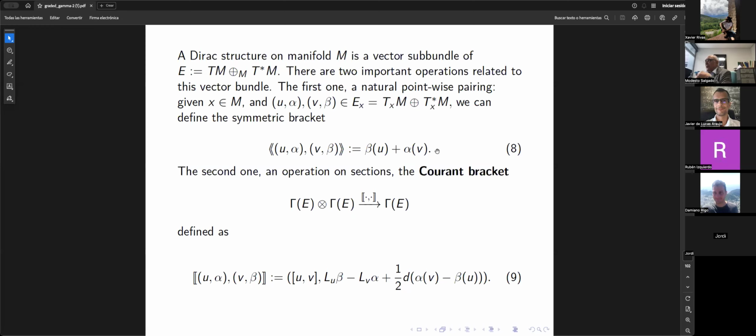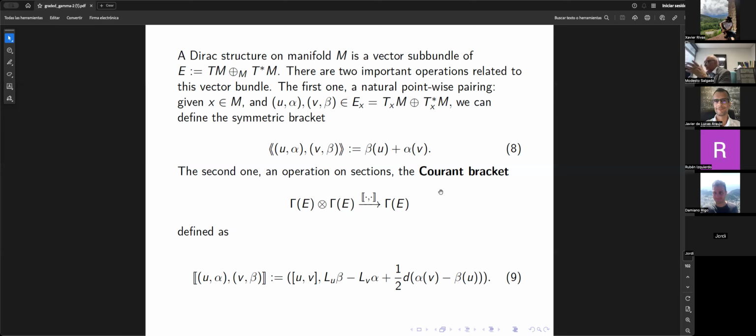We have this bracket, which is just the evaluation of one forms over covectors on vectors. And in addition, we have another bracket, which is the Courant bracket, which is defined in this strange way. This is the Lie derivatives. And this was introduced independently by Ted Courant and by Irene Dorfman.